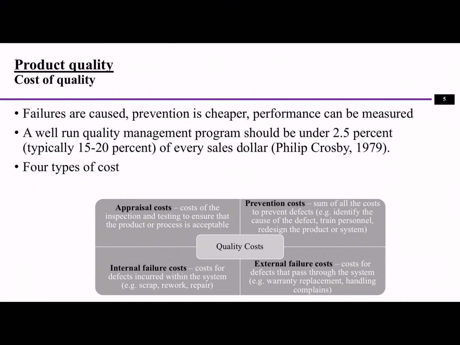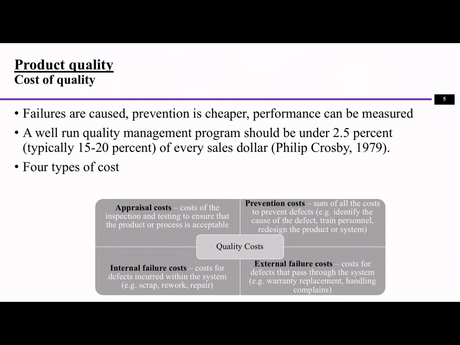When we talk about cost of quality, usually there are four types of cost. You can see from this chart: the appraisal cost, prevention cost, internal failure cost, and external failure cost. The first, appraisal cost, is the cost of inspection and testing to ensure that a product or a process is acceptable. For quality control, you have to constantly inspect products and test processes and parts to make sure they are good quality, and that kind of cost is called appraisal cost.